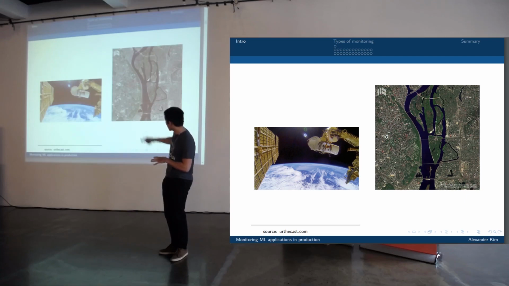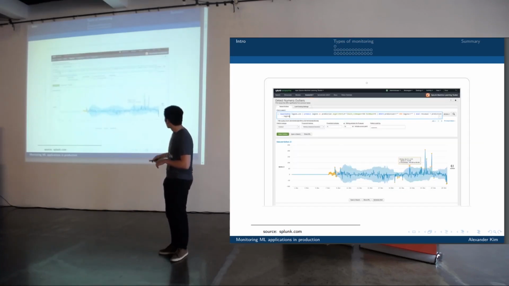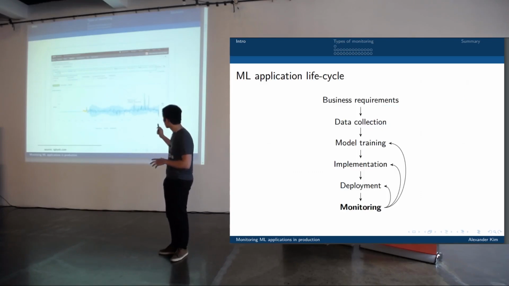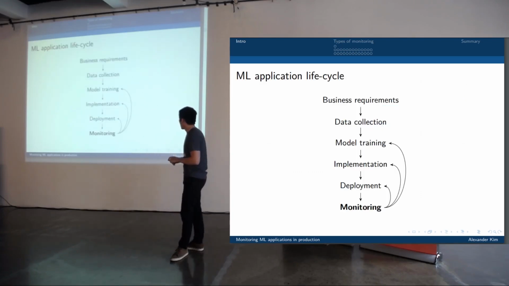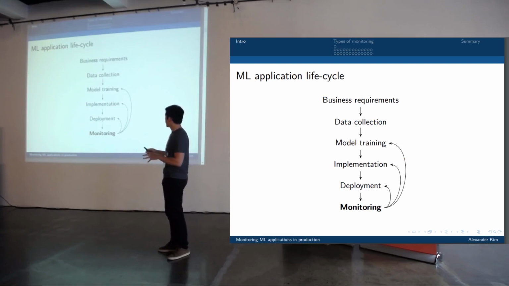Okay, these are a couple of nice pictures from the very first company that I worked at. This is the camera installed on board of the ISS, and this is a picture of Kiev that was acquired by one of the satellites owned by the company. This is a screenshot of the machine learning toolkit that was part of the team working on it at Splunk.